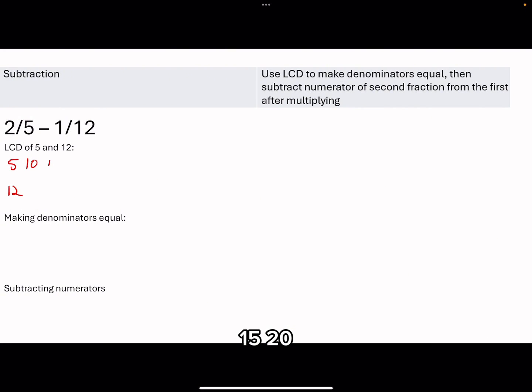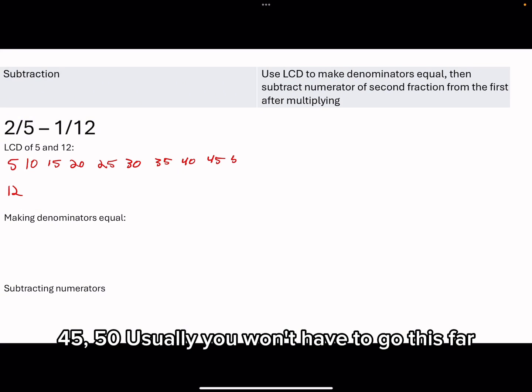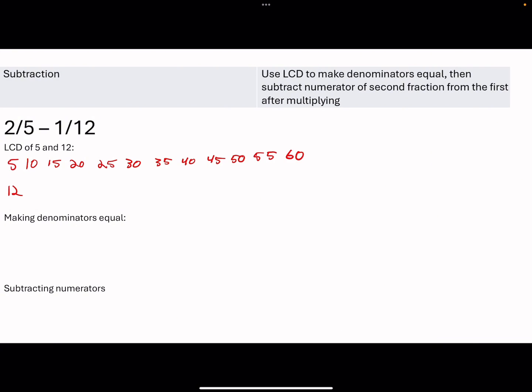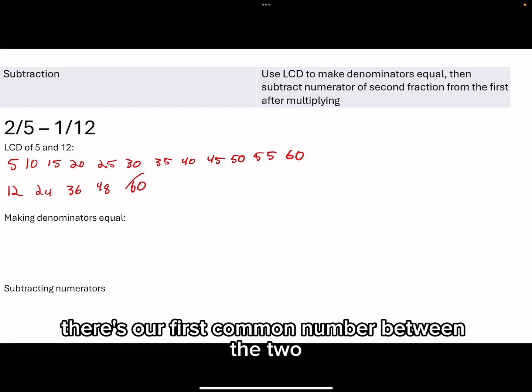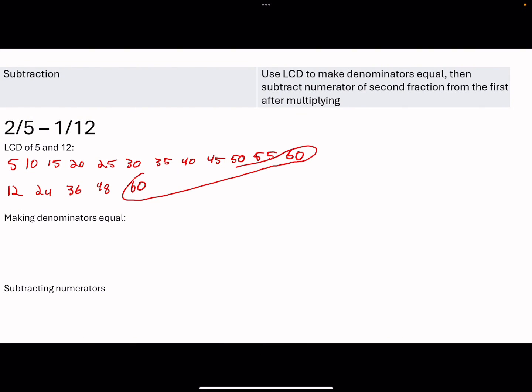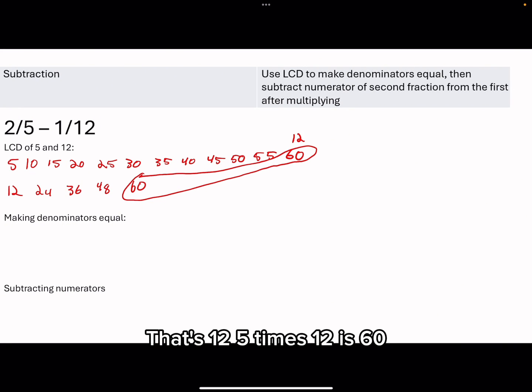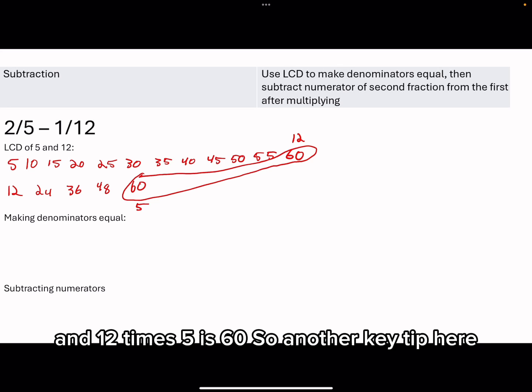5, 10, 15, 20, 25, 30, 35, 40, 45, 50. Usually you won't have to go this far, but sometimes you might have to. 60. 12, 24, 36, 48, 60. Okay, there's our first common number between the two, 60. So 5 times 12 is 60, and 12 times 5 is 60.